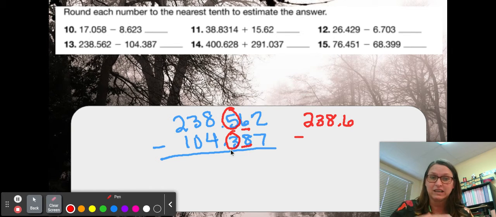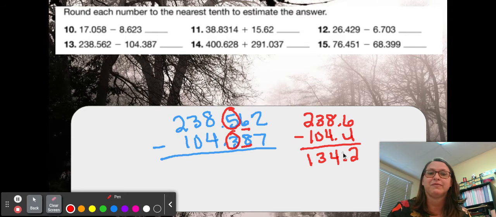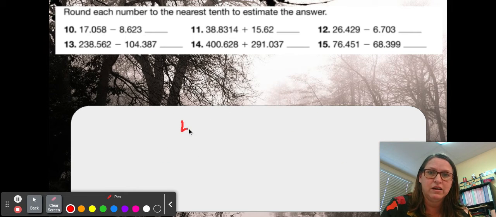104.387. 8 tells me that my 3 I need to raise the score. So it's 104.4. 6 minus 4 is 2. 8 minus 4 is 4. 3 minus 0 is 3. 2 minus 1 is 1. And I'm going to put my decimal point. I am done with number 13. Let's look at 14.